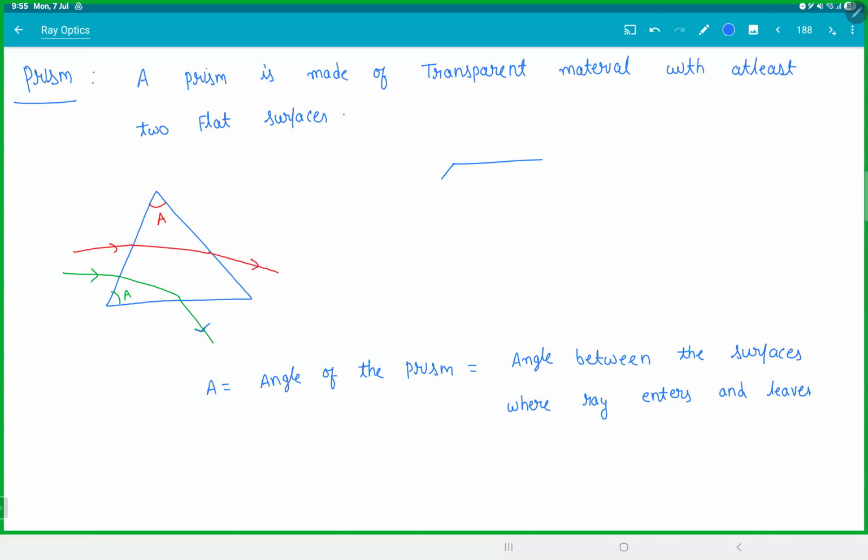If you take even something like a hexagon, let's say a light ray enters here, refracts here and leaves like this, then extend these two surfaces. This will be your angle of prism. Clear with this? So a prism need not always be in the form of a triangle. It can have any weird shape. You just need to extend the two surfaces.